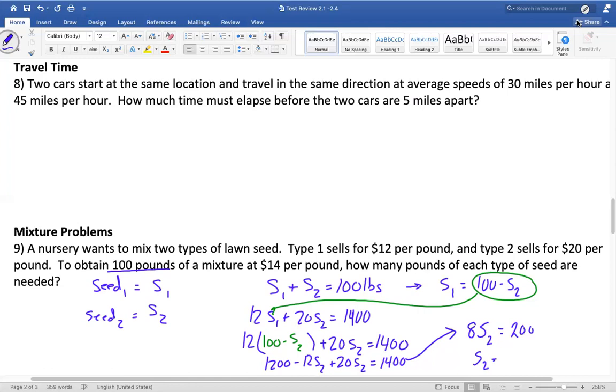So we have 25 pounds of S2. Now, S1 has to be equal to 75 pounds, because I use that formula right here, circled in green. 100 minus 25 is 75.